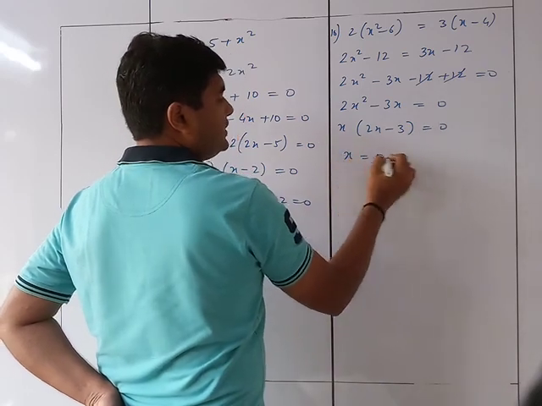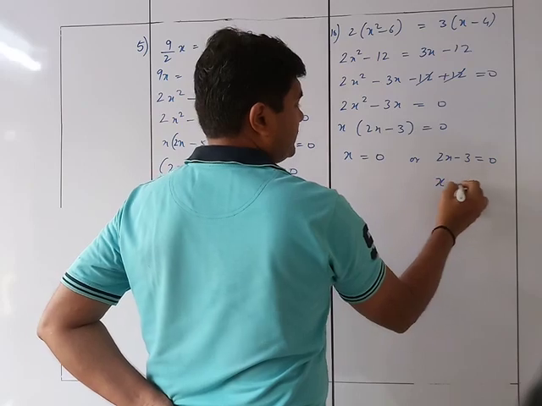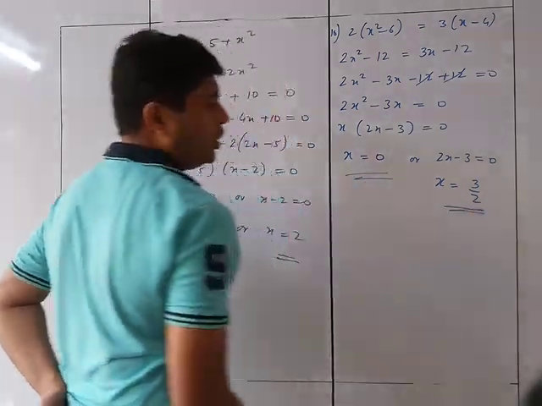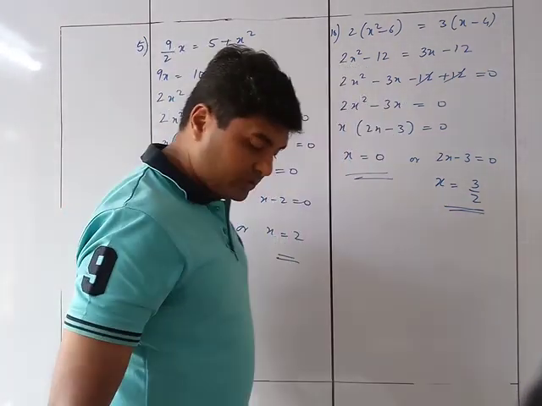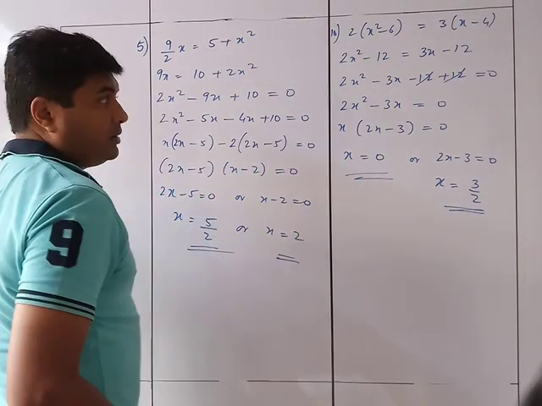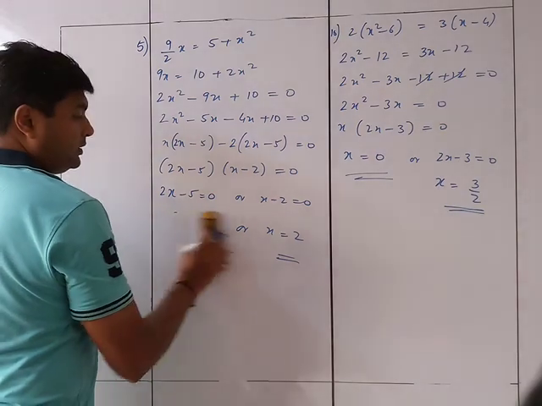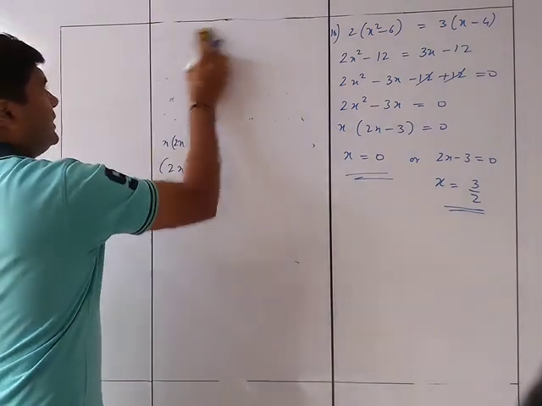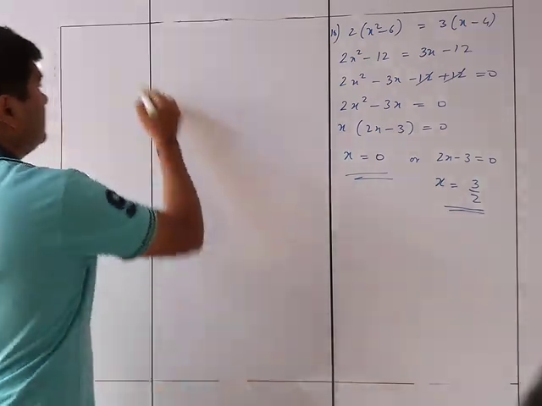So x is equals to 0 or 2x minus 3 is equals to 0, x is equals to 3 upon 2. So the answers are x is equals to 0 or x is equals to 3 upon 2. So that was the 10th question where you did not require any kind of factorization, but yes, it's a quadratic equation. We'll take the 15th question now. So sum number 15 now.